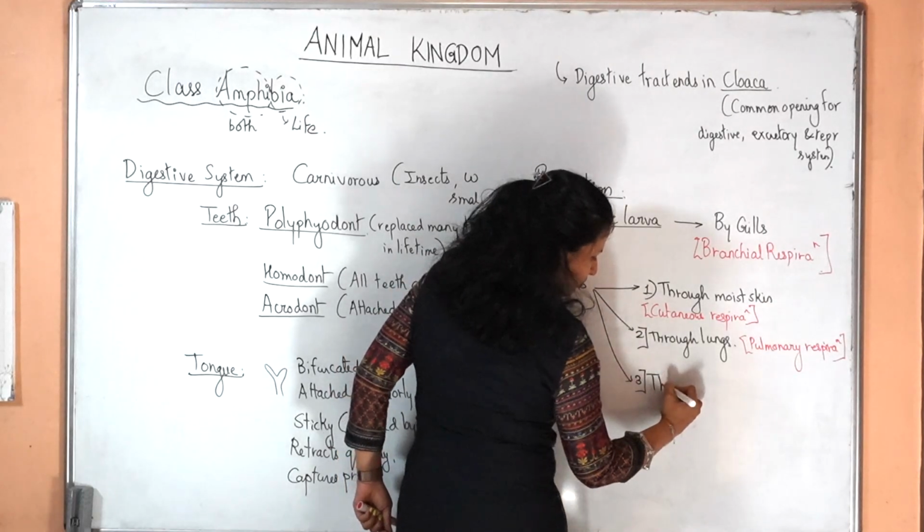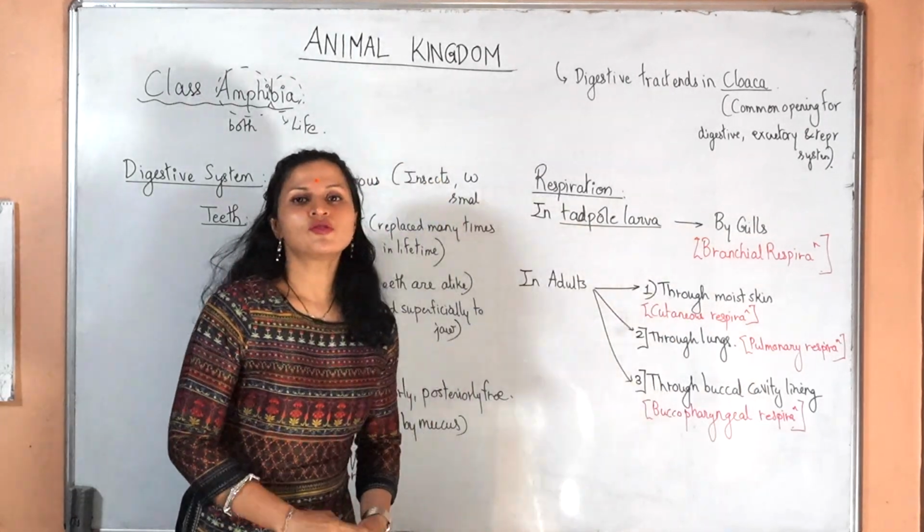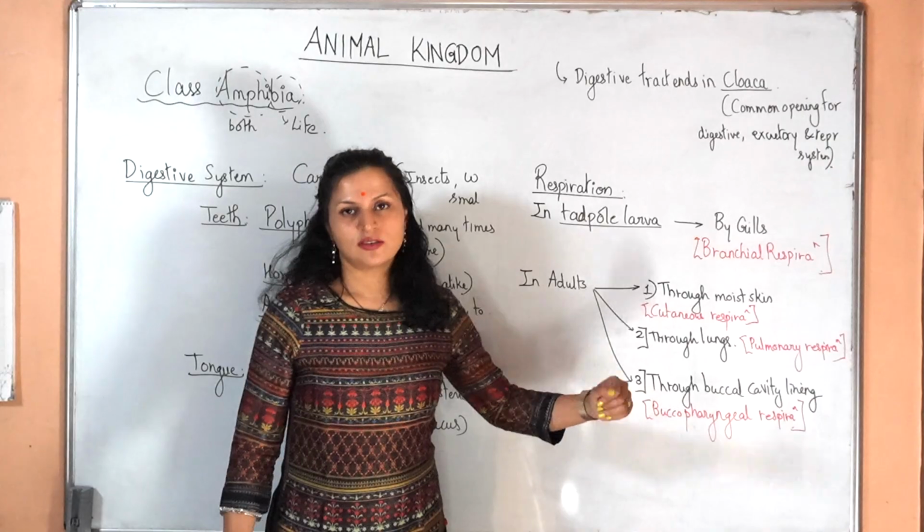Third one is through buccal cavity lining. This one is called buccopharyngeal. So different modes of respiration are available for an adult frog.